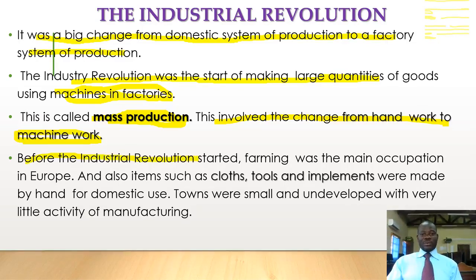Before the Industrial Revolution started, farming was the main occupation in Europe, just as here in Malawi, where our major activity is farming. Even in Europe, farming was the major thing. Items such as cloth, tools and implements were made by hand for domestic use. Those tools that they were using day to day were also made by hand. Towns were small and developed with very little manufacturing activity. They were very small towns, and manufacturing was done at a low level.